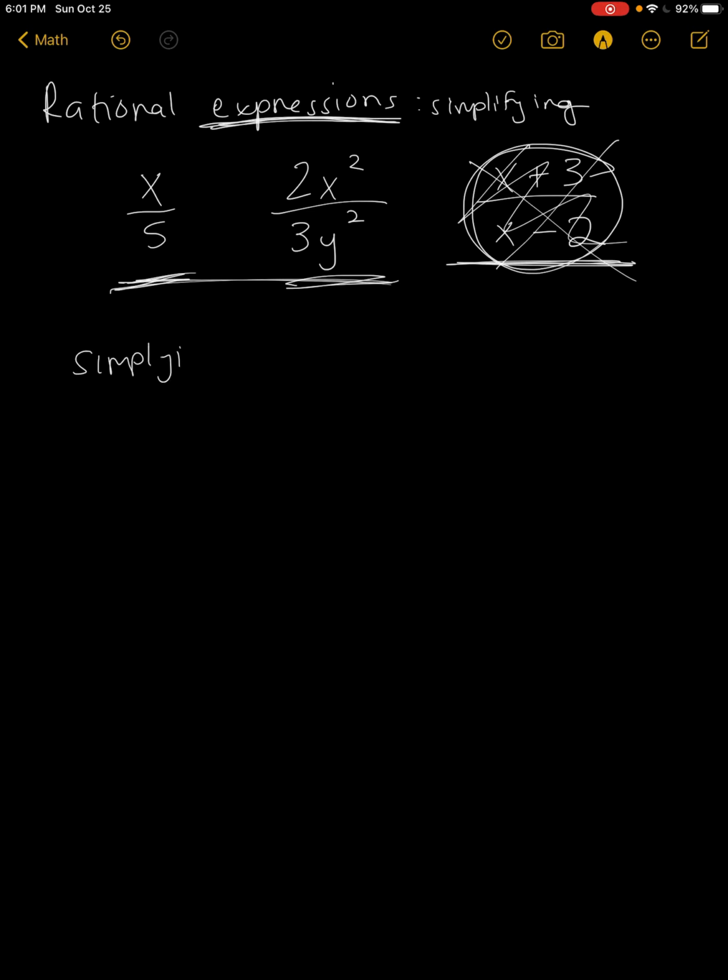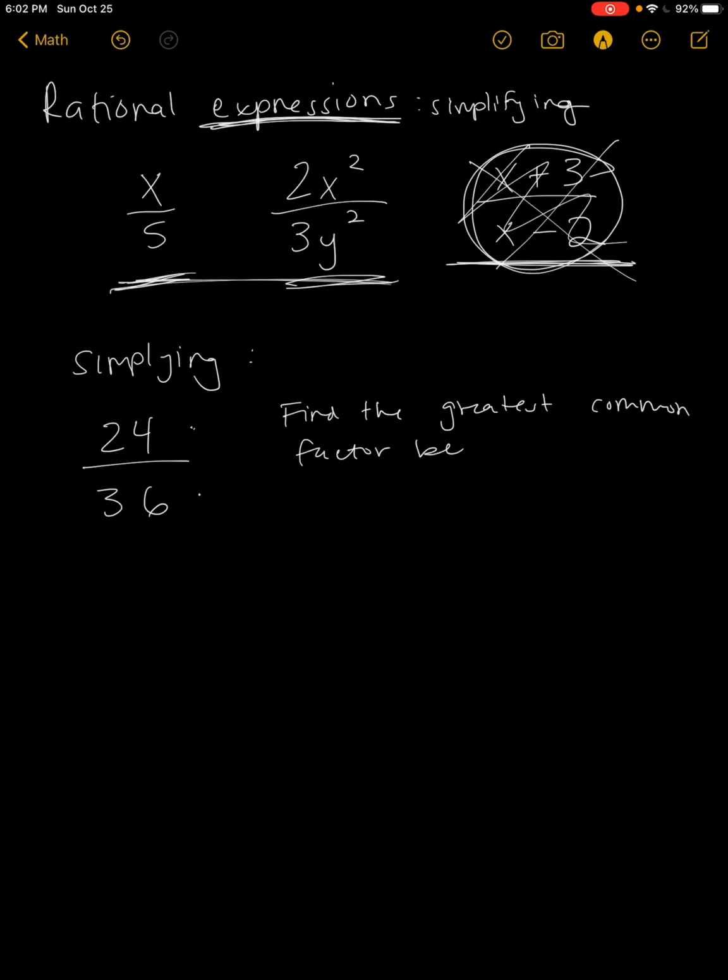Okay, so first of all, simplifying fractions, simplifying ratios. If you remember how to do it with numbers, what do we need to do if you just have two numbers? We're going to try and find the greatest common factor between the top and the bottom, the numerator and denominator numbers. Okay, so 24 and 36.